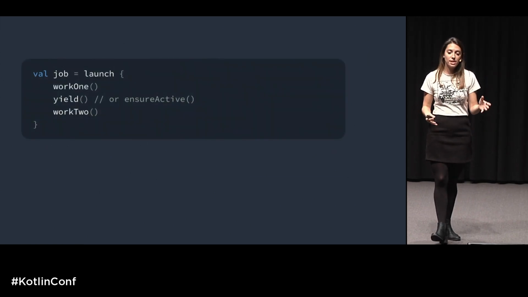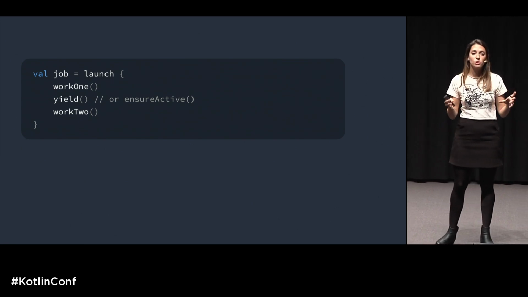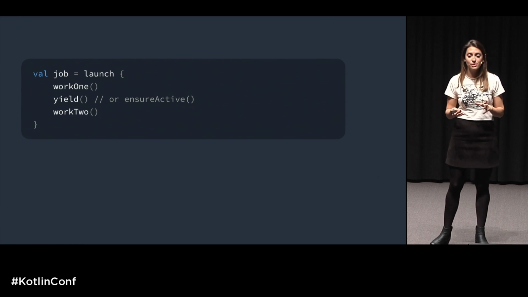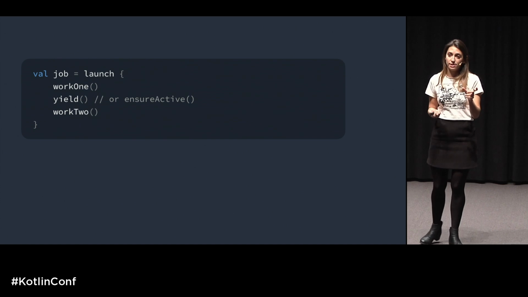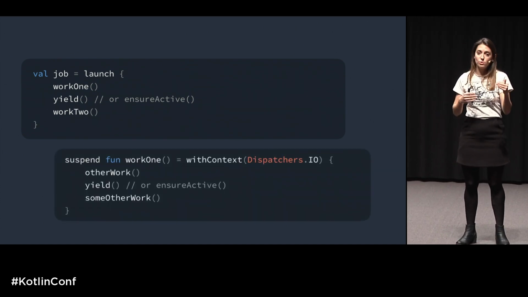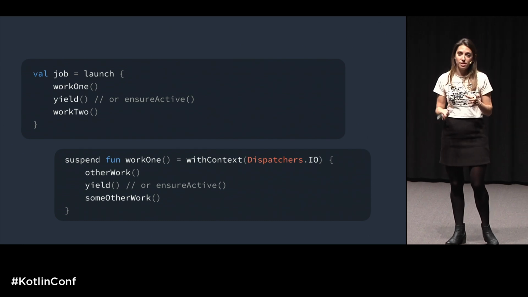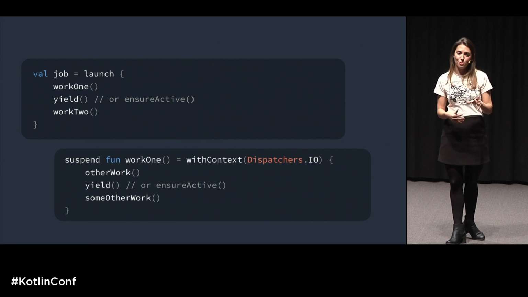So for example, let's say you're creating a launch and you have some work being done, and all of these, work 1, work 2, are suspend functions. Then you can call yield or ensureActive between them to check for that cancellation. And then in each individual suspend function, do that check again, just to make sure that your code is cooperative at cancellation.